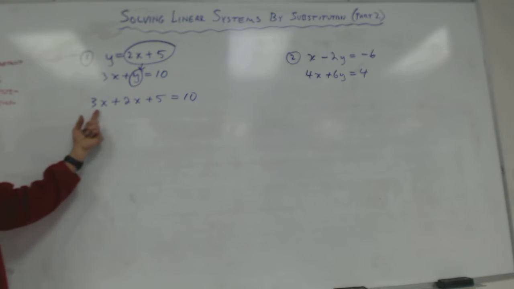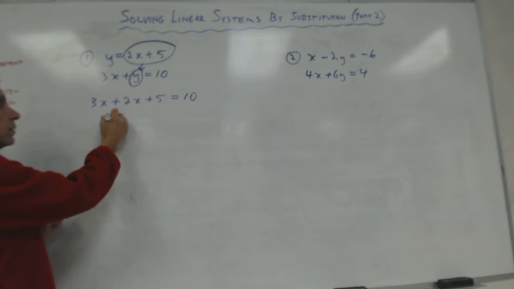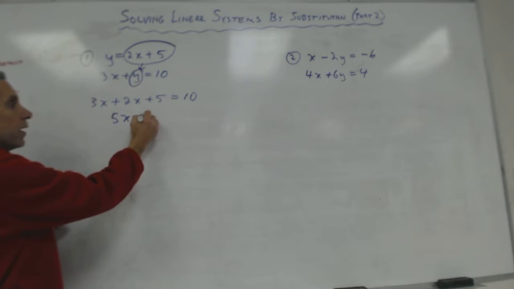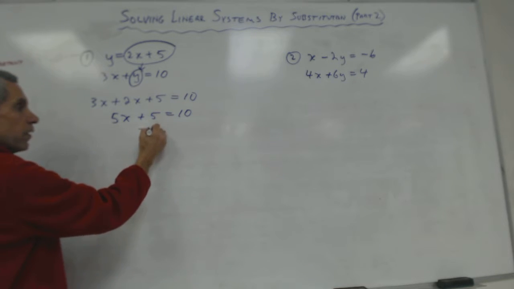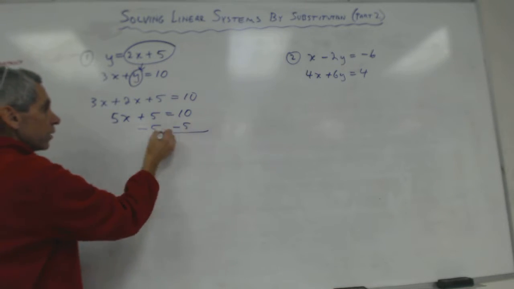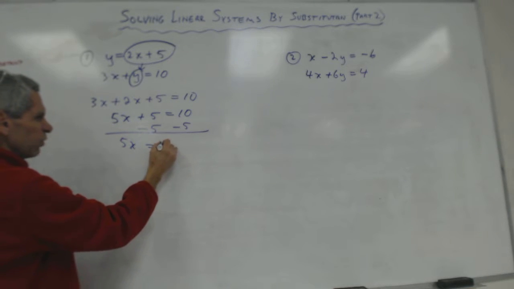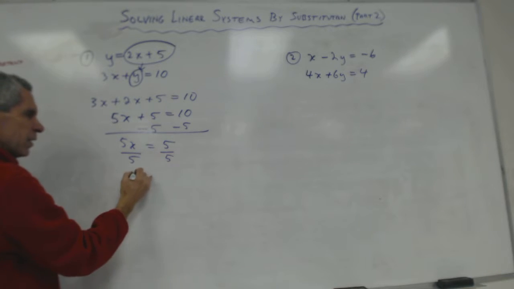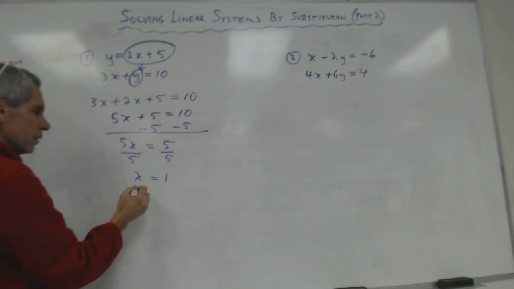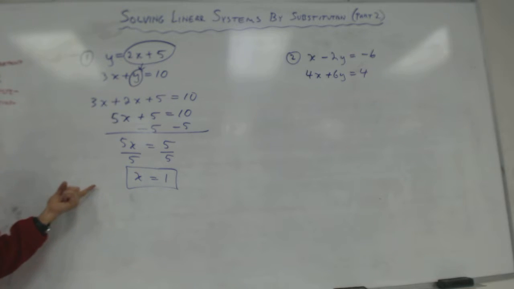And then I combine my like terms. I have 3x's plus 2x's is 5x's plus 5 equals 10. I'm going to subtract my 5. Subtract my 5. So I have 5x is equal to 5. And then I'm going to divide by 5, x is equal to 1. All right, x equals 1. Am I done? No, I still have to find the y.